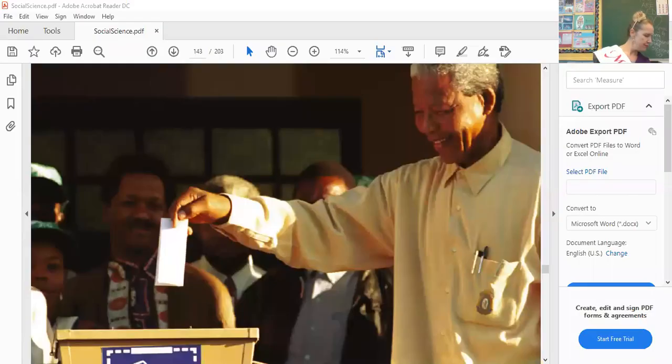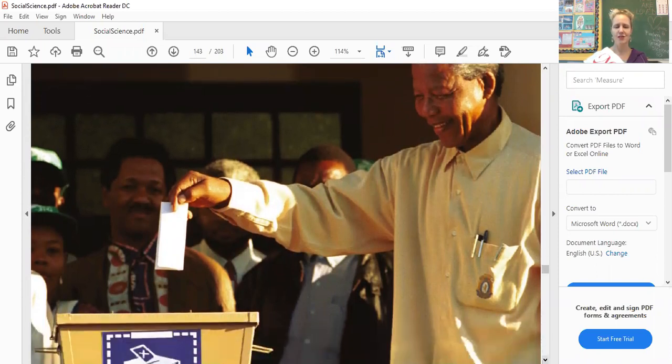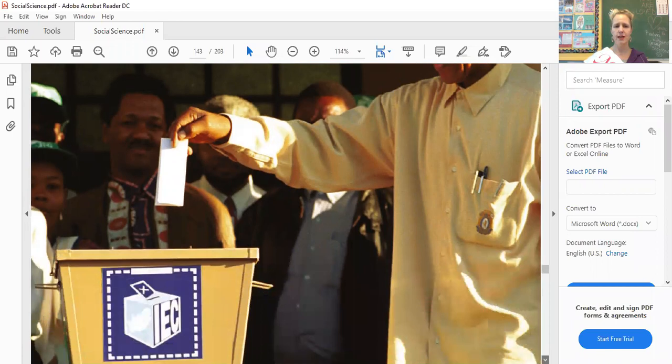Okay, so let us now go to share screen. And we're going to go to our textbook, page 142. Okay, and there you have page 142. Oh, look, Nelson Mandela. Hey, looking so happy. Ooh, wonder what he's doing.